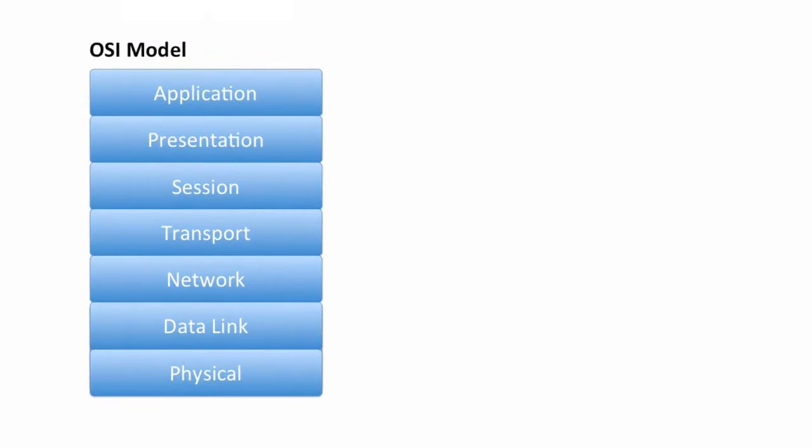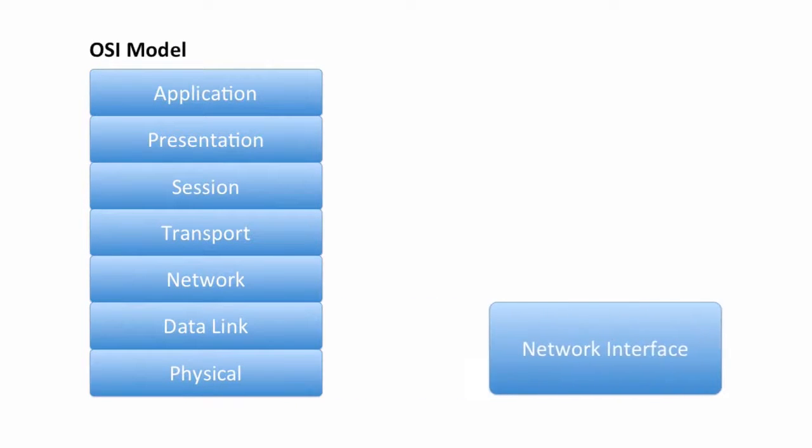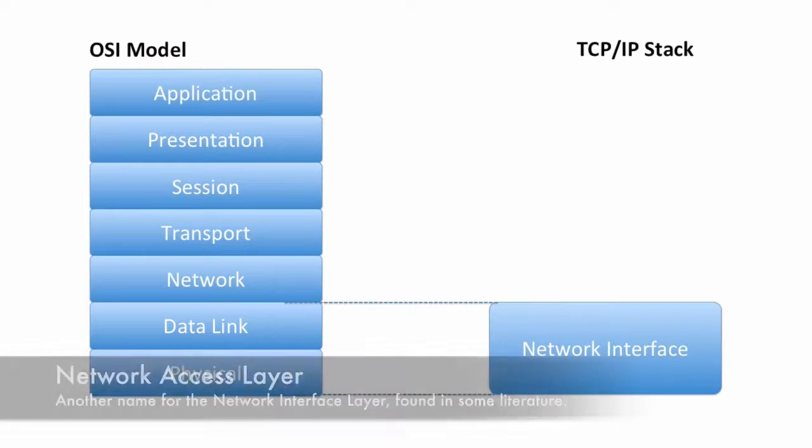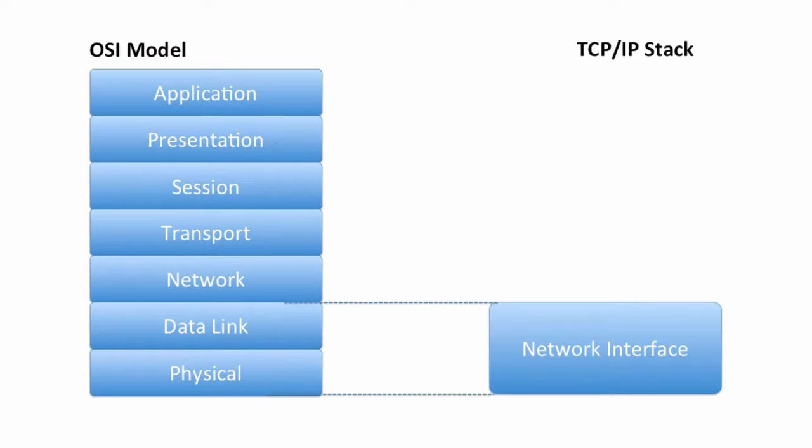At the bottom of the TCP/IP stack, we have the network interface layer. The network interface layer maps to the 2 bottom layers of the OSI model, specifically the physical layer and the data link layer. Some literature that you might read might refer to the network interface layer as the network access layer. So those terms are synonymous. And there's nothing particularly unique about the network interface layer in the TCP/IP stack versus the network interface layer in the OSI model.